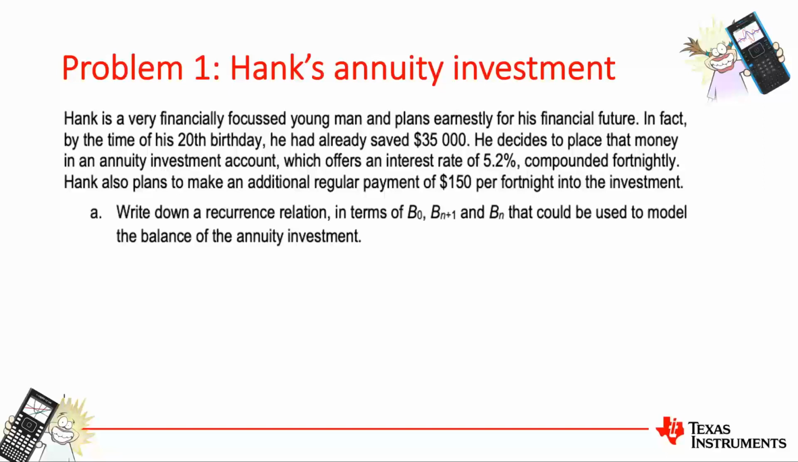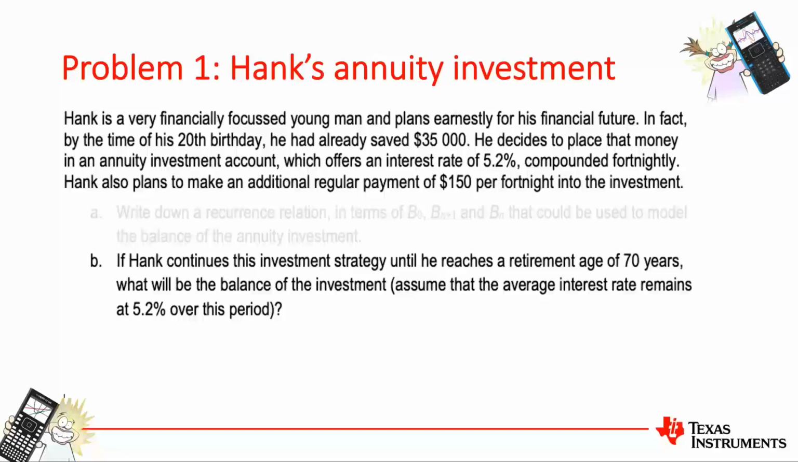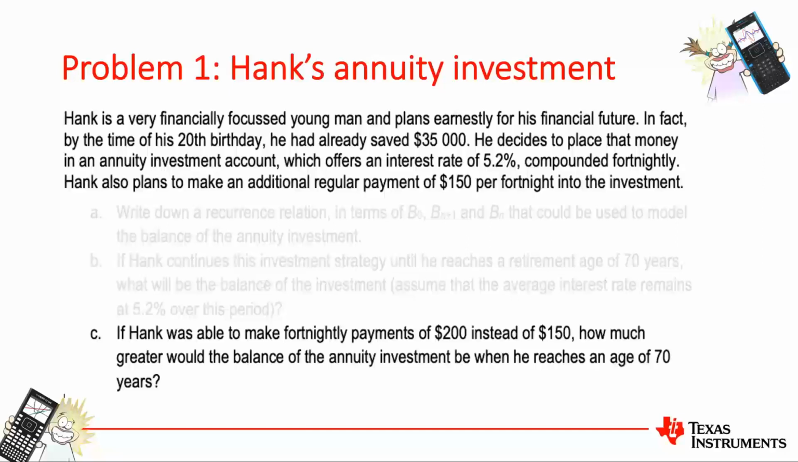So we need to work out what's the recurrence relationship. And then if he kept doing that until he was 70, which is 50 years on from his 20th birthday, how much would he have in his account? And there's a big assumption that the interest rate stays the same, but let's just say that the average is still 5.2. And then we look at a modification where he instead decides to pay $200 a fortnight instead of $150. And he does that for the entire 50 years.